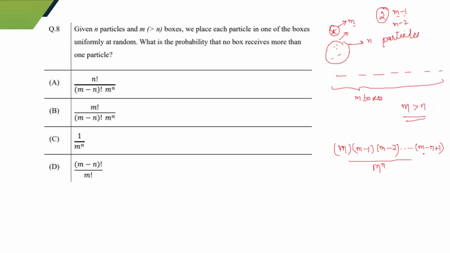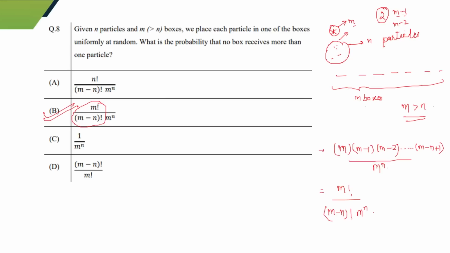But you will see that no option matches our answer, so let's start simplifying. You can see that m factorial upon m minus n factorial would give me m, m minus 1, m minus 2, up to m minus n plus 1. If I cancel out m minus n factorial from the denominator and the numerator, I'm left with this term. So I can write this term as m factorial upon m minus n factorial into m to the power n. So option B is correct here, right?